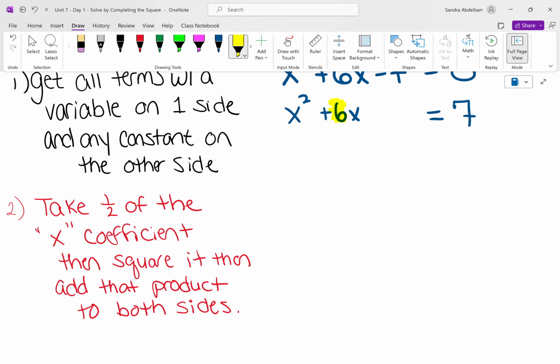Okay, so I'm going to go to the x coefficient, which is 6. And what did I say to do? I said take half of 6. What's half of 6? 3. And then what did I say to do? Square it. 3 squared is 9. You're going to add that 9 to both sides, to the left side and to the right side, to keep our equation balanced.